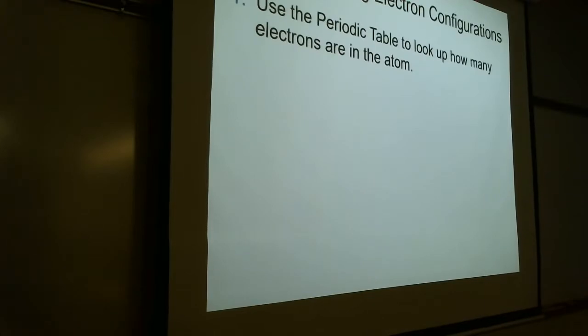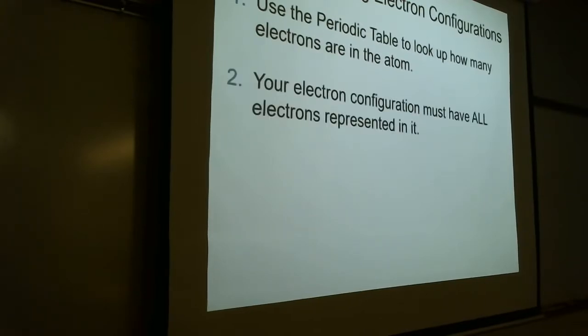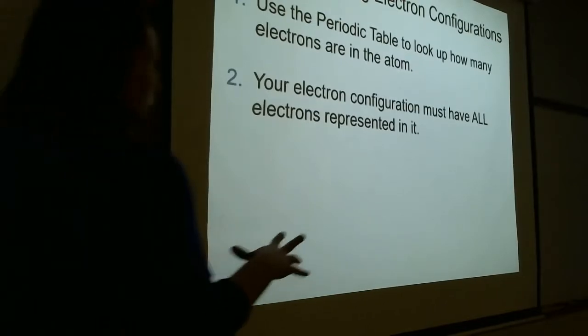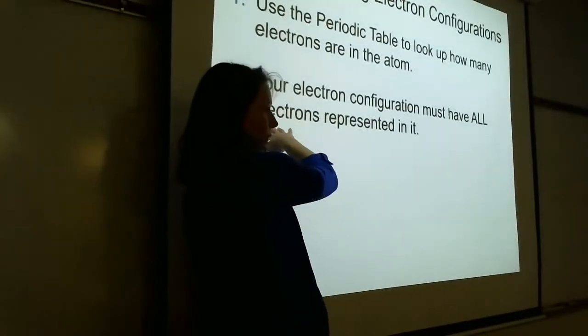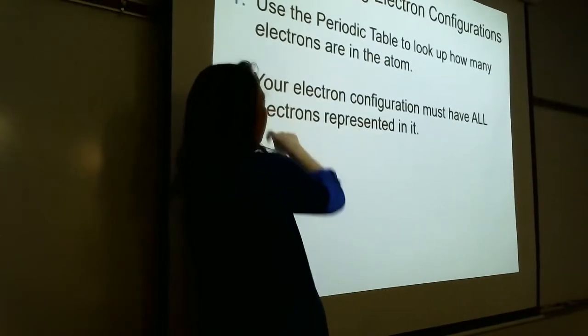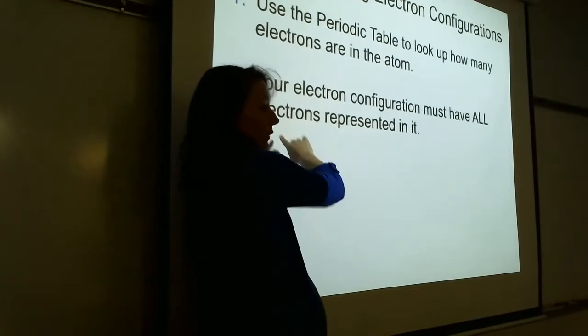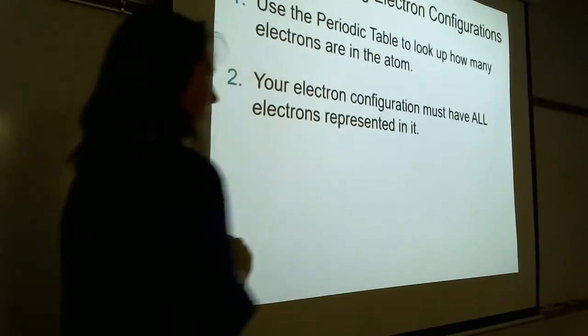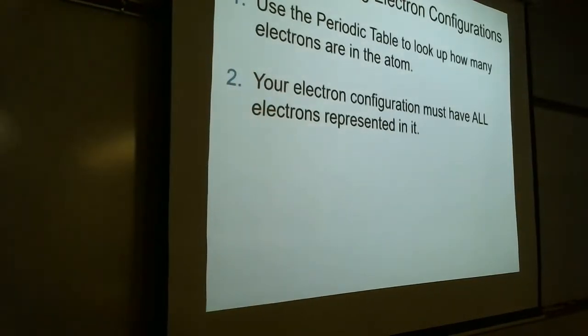So the first thing you do is take out your periodic table. Then you need to write your electron configuration, making sure that all the electrons are represented. If we're doing manganese, manganese has 25 electrons. I need to check my work by making sure that all 25 electrons are in that electron configuration. And that's really it.